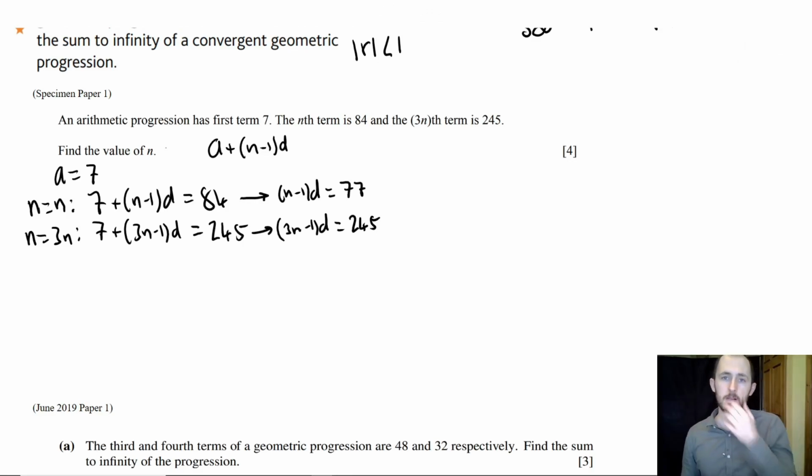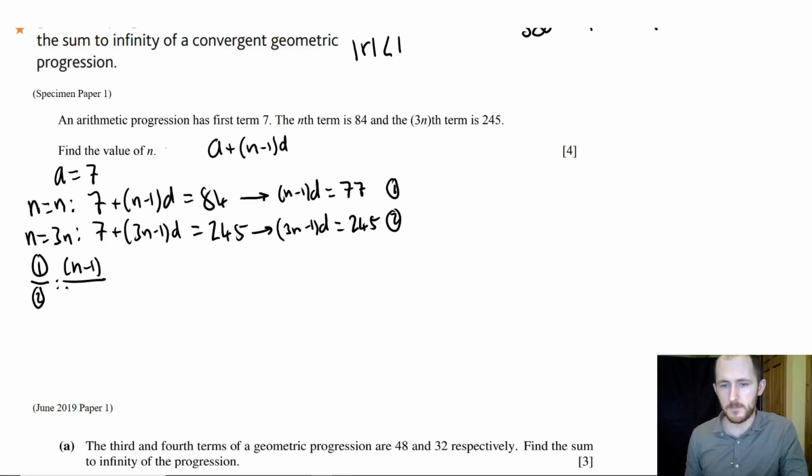There are so many ways to solve this. You can use substitution. However, you can use a clever use of elimination. I label these 1 and 2, and if I divide the equations, d actually goes away. So we have n minus 1, and the reason why I haven't written the d is that we have d divided by d, which is just 1. So it disappears. Over 245. Now again, multiple ways to do this. I prefer to cross multiply these out. So what I'm going to do is times through by 3n minus 1 and multiply through by 245 at the same time.